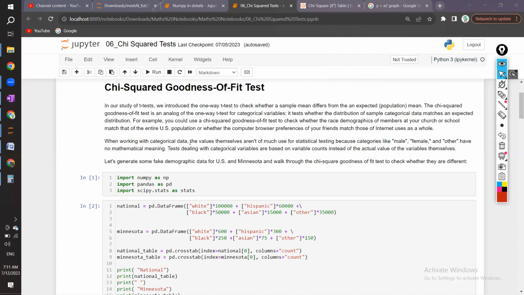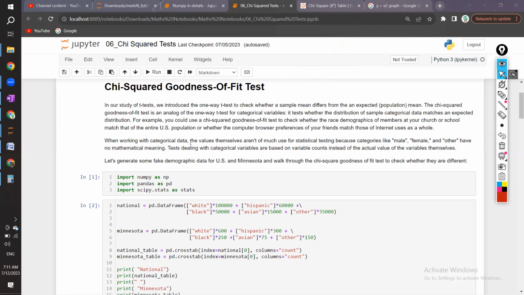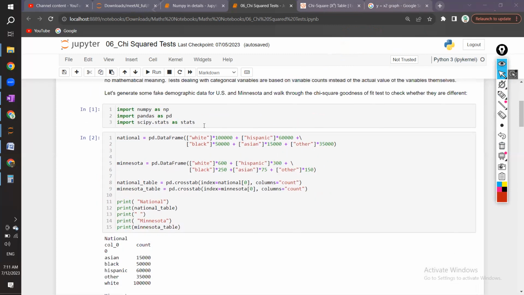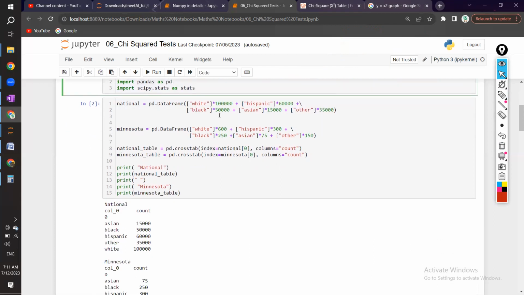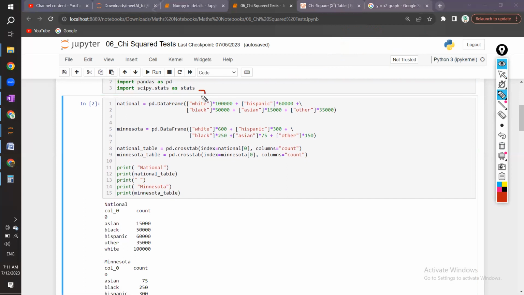Okay, NumPy, Pandas, SciPy, you're already aware. Now let's create some data set. PD.DataFrame. Here white you are taking as 1 lakh, Hispanic 60,000, black 50,000, Asian 15,000, others 35,000. This is for the national. But if you want to consider only one state, Minnesota.